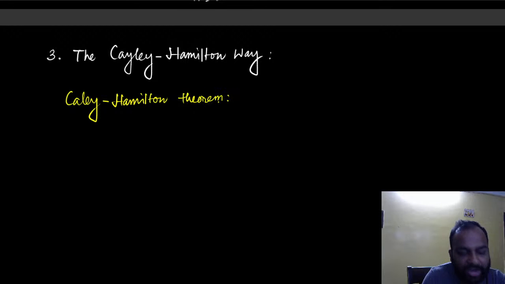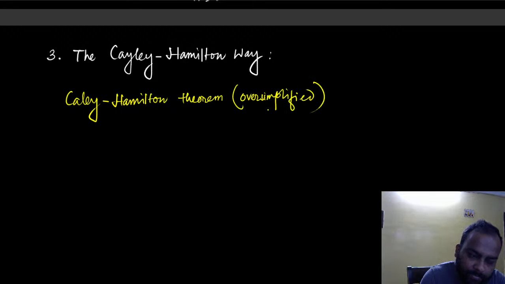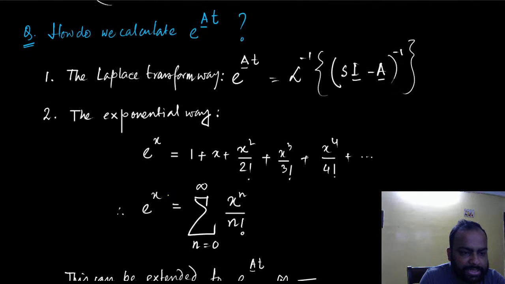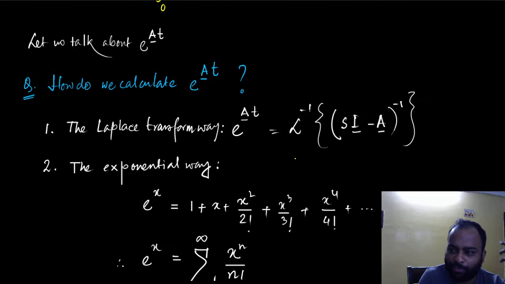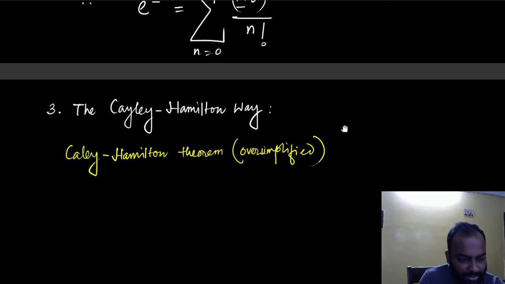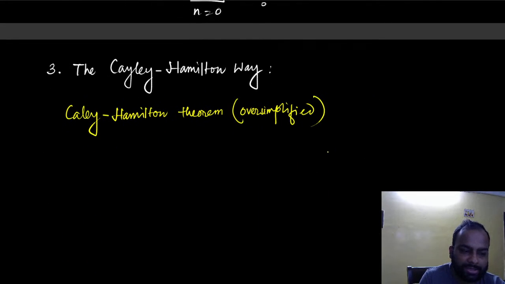Or rather, an oversimplified version. Rather, very simplified. Someone is saying Laplace transform is easier. Yes, to some extent the Laplace transform way is easier for human beings. The exponential way is easier for computer beings. Okay, Cayley-Hamilton theorem is again easier in some situations. There are 3 more ways, and I'm going to explain those as the time comes.